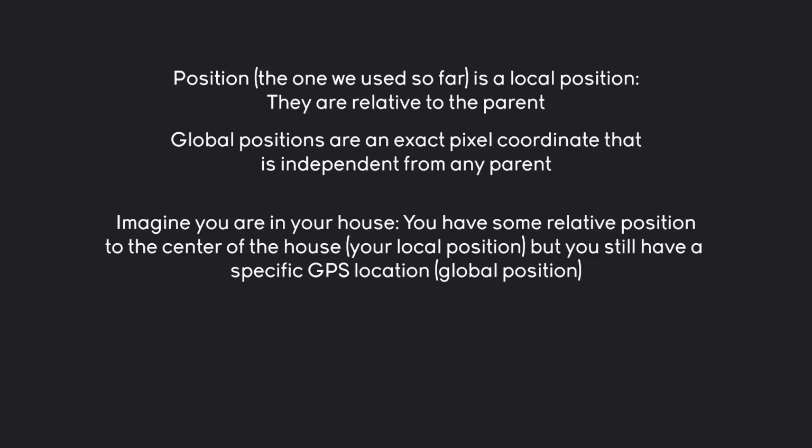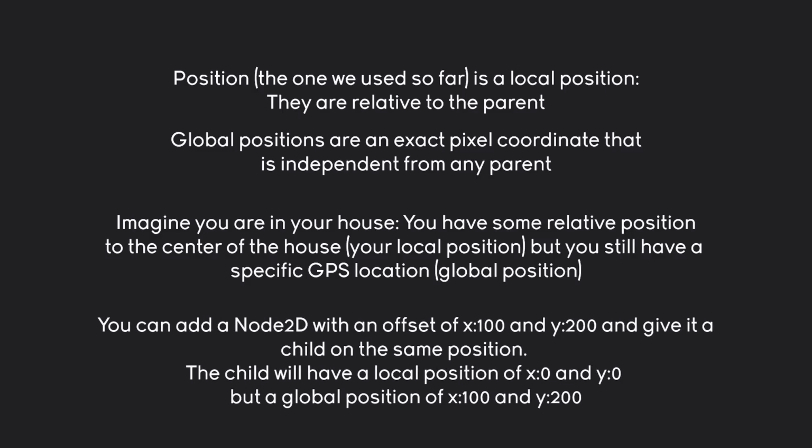To be a bit more specific for Godot, imagine you add a node 2D with an offset of x100 and y200, and you give this node a child on the same position. The child node would have a local position of x being 0 and y also being 0. That is because we didn't move it away from the parent. However, it does have a global position of 100 and 200 because that is the actual pixel position. Understanding local and global positions can be a bit tricky, especially in the beginning.